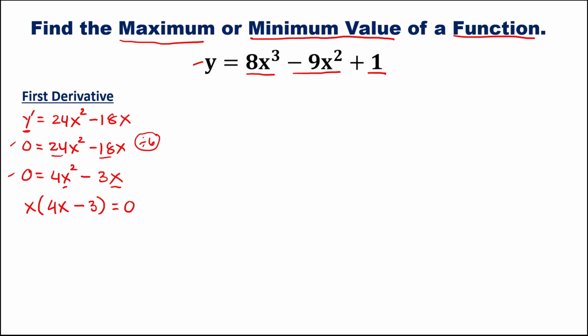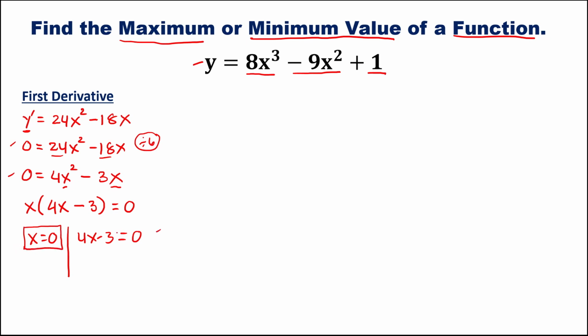Then equate now the two factors to 0. So this is x equals 0. And then the other one, 4x minus 3 equals 0. Then to solve for x. So this is now the first value for x.